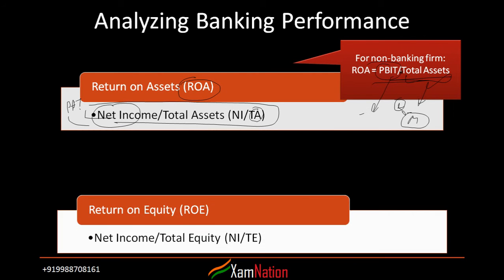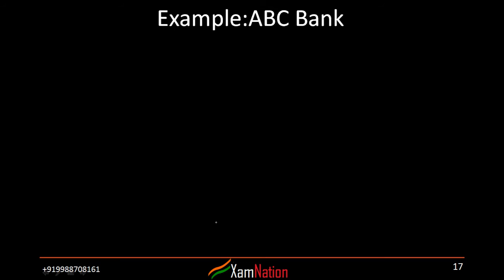Next is ROE, which is the same as what we have done for the non-banking firm. It's net income over total equity for the bank. Sometimes you can say PAT over total equity is the ROE for the bank. Now after that, let's take an example to get the idea into our mind.